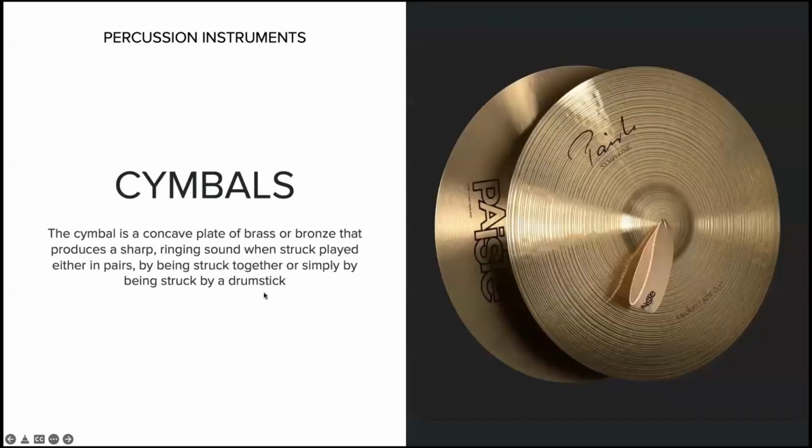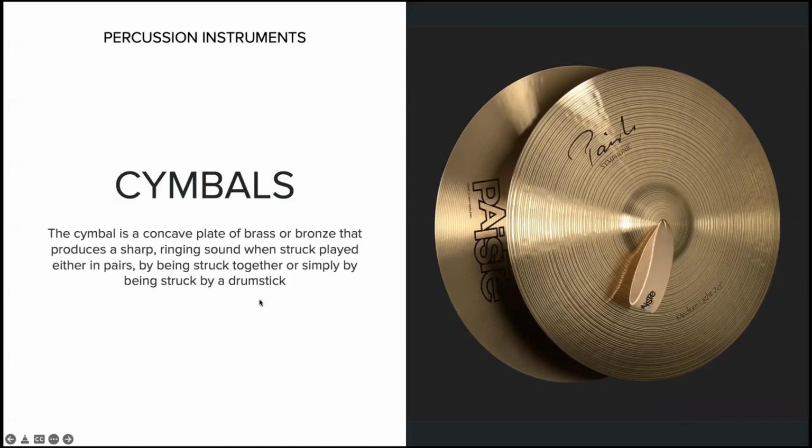Anyway, next is cymbals. Now this reminds me of the monkey and the cymbals. The cymbal is a concave plate of brass or bronze that produces a sharp ringing sound when struck, played either in pairs by being struck together or simply by being struck by a drumstick. Monkey in the movie.